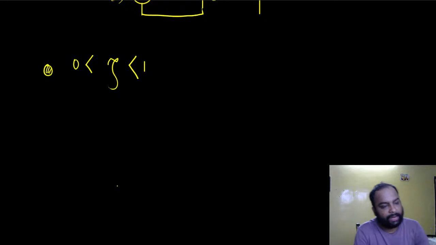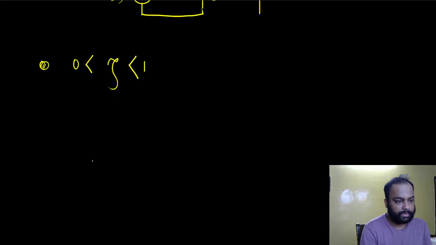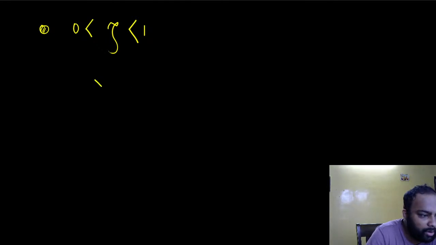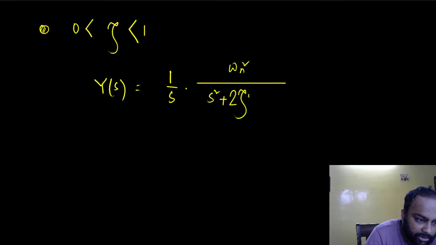So then let's look at the next condition, when zeta is strictly between 0 and 1. Strictly between 1 and 0. And you will see what the name of this one is later on. But for the moment, let's see what the output is. Of course, the Laplace transform of the output is once again 1 by s into omega n square by s square plus 2 zeta omega n s plus omega n square.